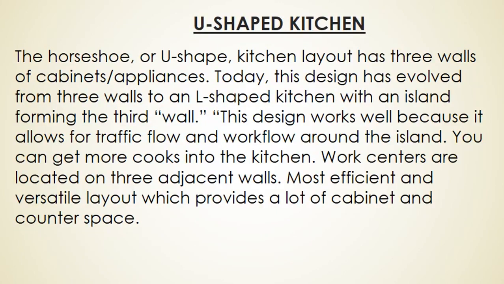Now we will start with the U-shaped kitchen. The horseshoe or U-shaped kitchen layout has 3 walls of cabinets and appliances. Today, this design has evolved from 3 walls to an L-shaped kitchen with an island forming the 3rd wall. This design works well because it allows for traffic flow and workflow around the island. You can get more cooks into this kitchen. Work centers are located on the 3 adjacent walls, making it a U-shape. It is the most efficient and versatile layout, which provides a lot of cabinet and counter space for storing devices.